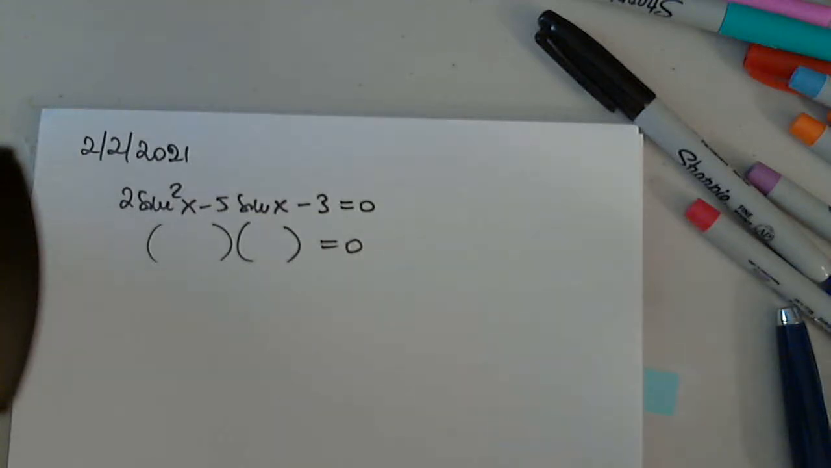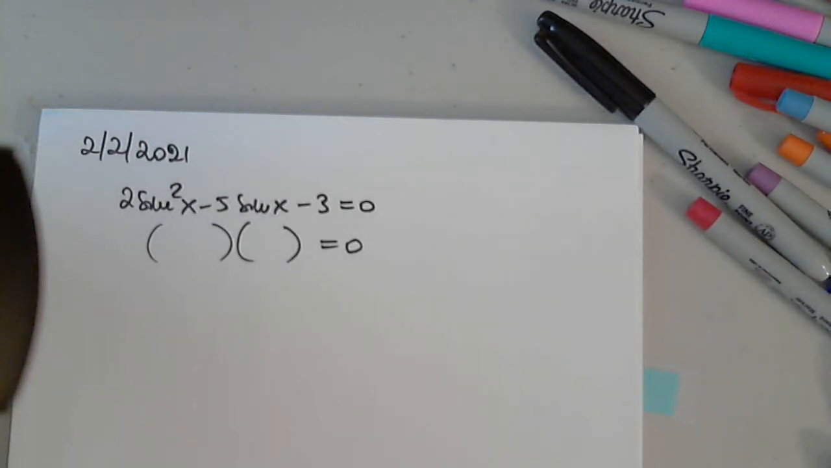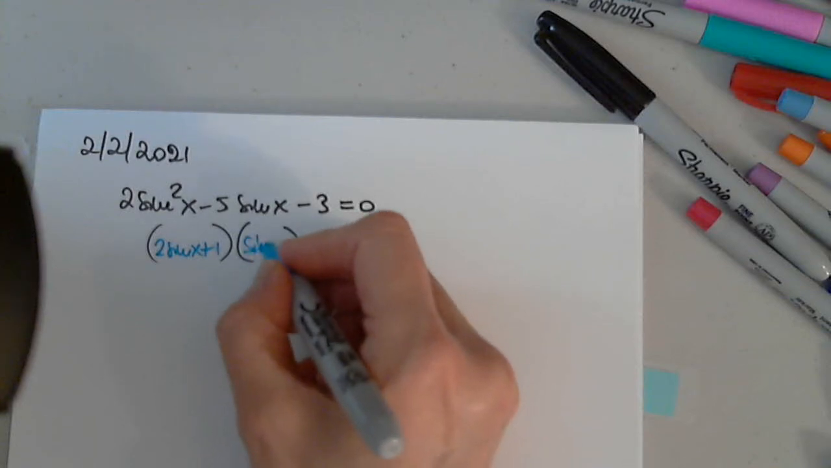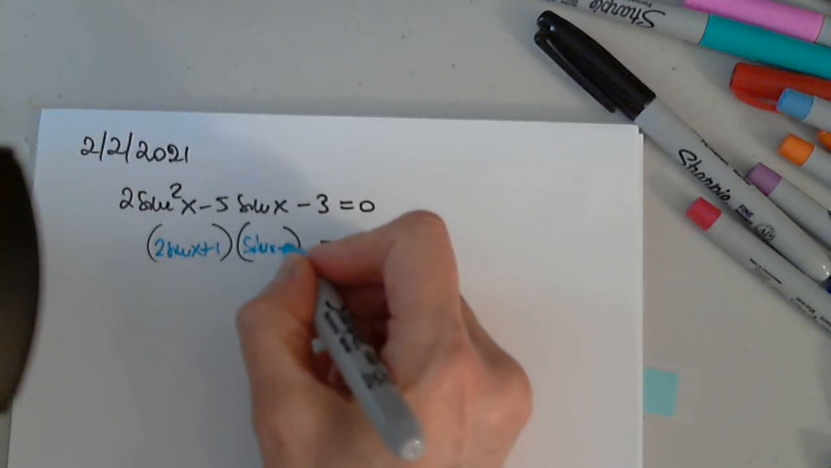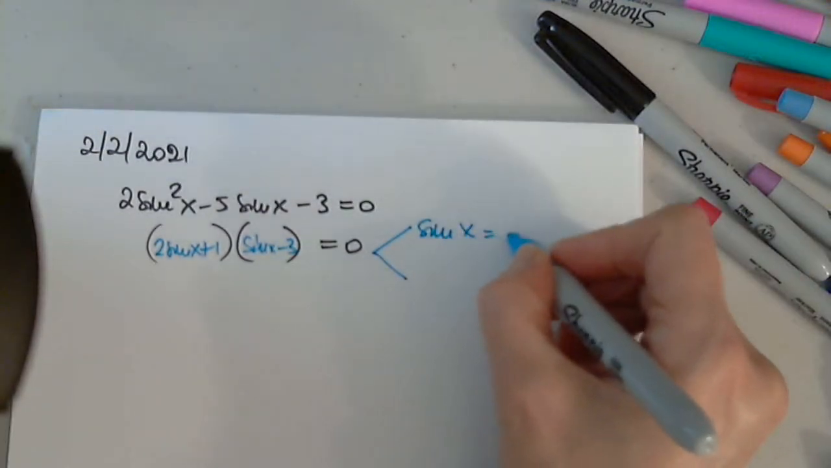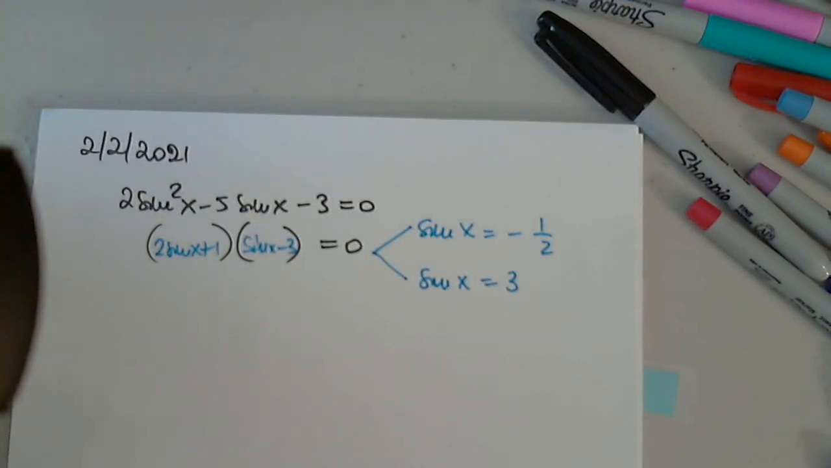So can anyone give us the factored form of 2 sine squared x minus 5 sine x minus 3 equals 0? I have 2 sine x plus 1 and sine x minus 3. Good. So from here, we know that these give two options: sine x equals -1/2 and sine x equals 3. This is the algebra part. Are we comfortable with that?